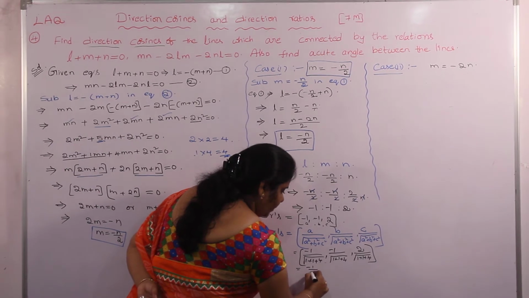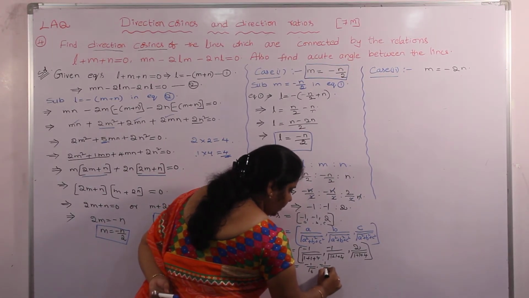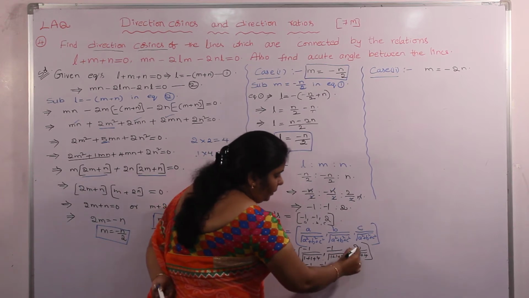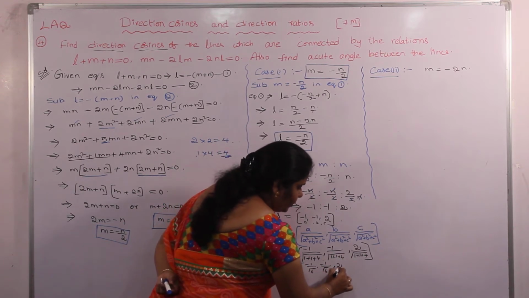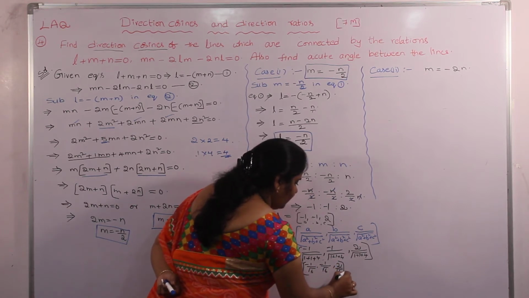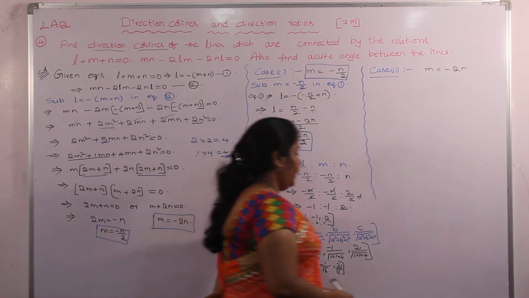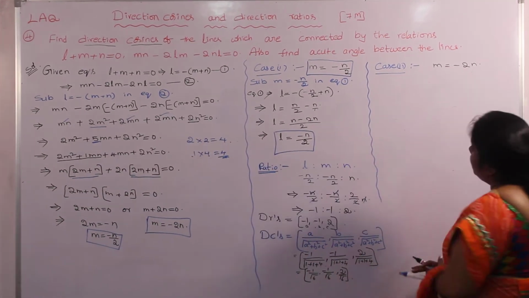Minus 1 by root 6, minus 1 by root 6, comma 2 by root 6. These are the DCs in the first case. Similarly, we get the DCs in the second case also.